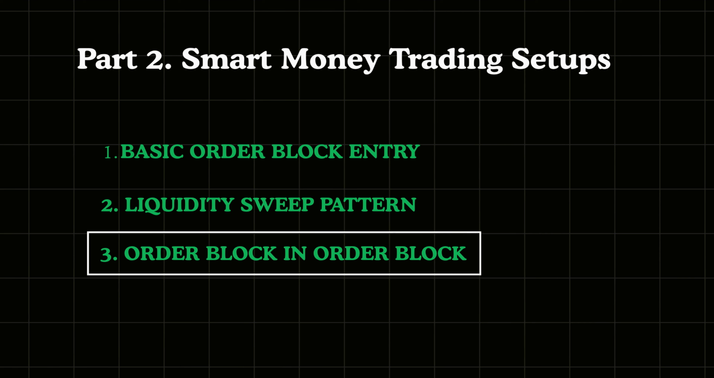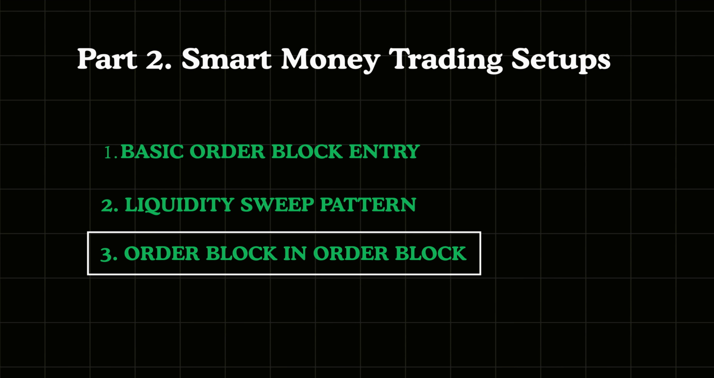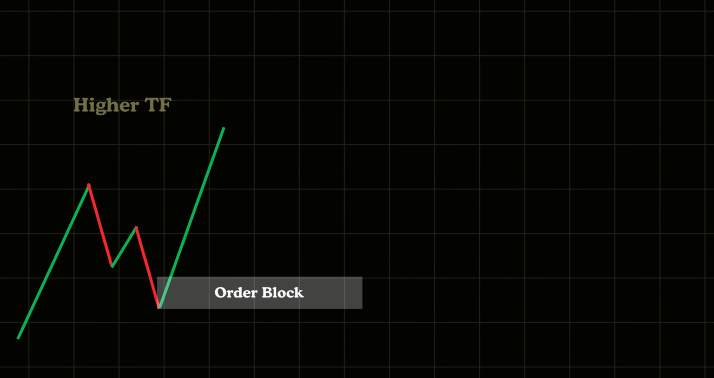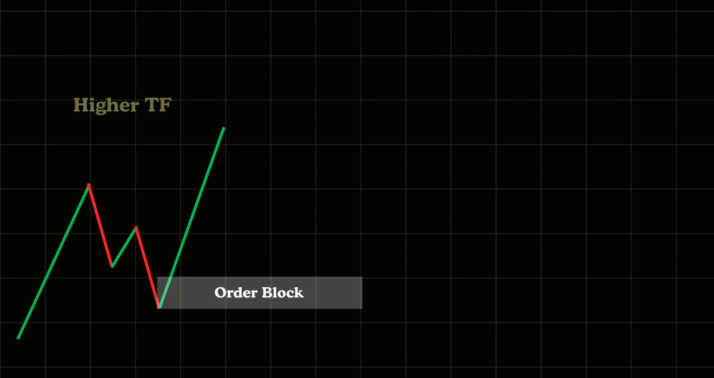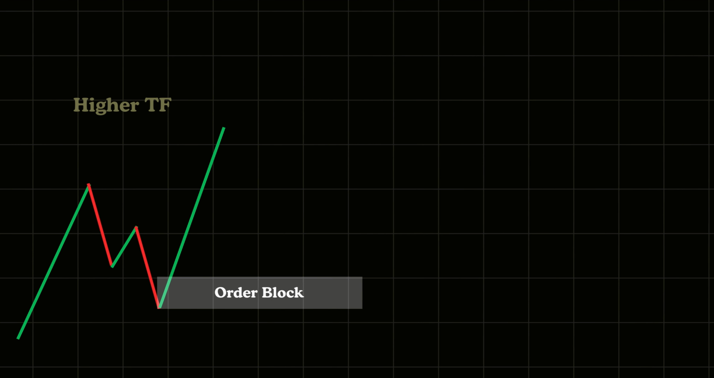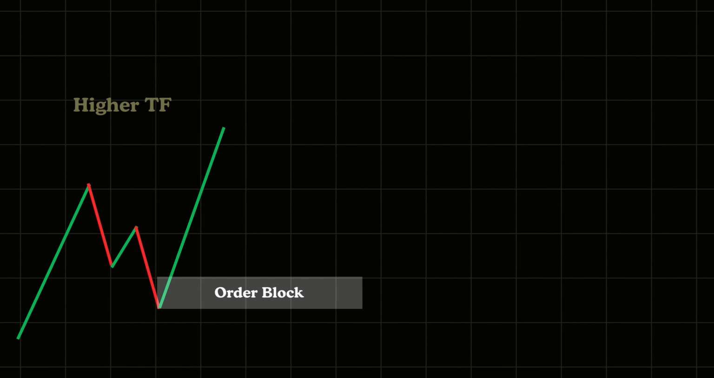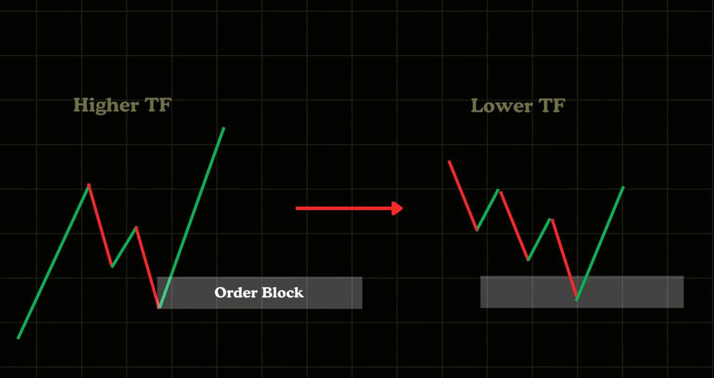The third trading setup: order block within order block strategy. This setup utilizes a multi-time frame approach to identify high-probability trade entries. We begin by analyzing the overall market direction and identifying key structural levels. The first step is to mark a valid higher time frame order block zone based on the dominant trend. Once the price returns to this zone, we then drop down to a lower time frame to observe price action closely.